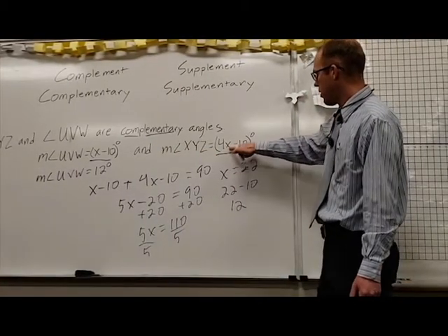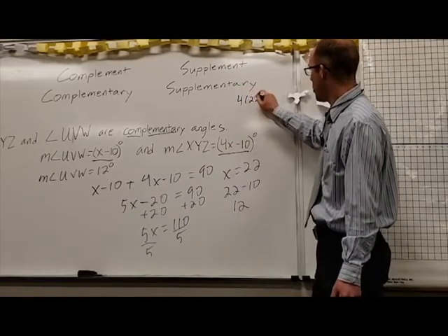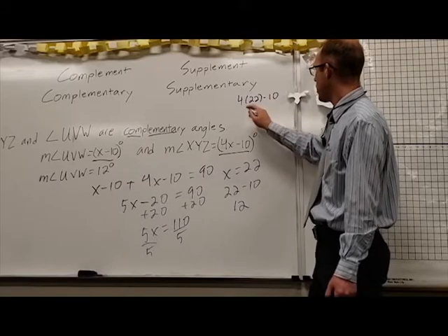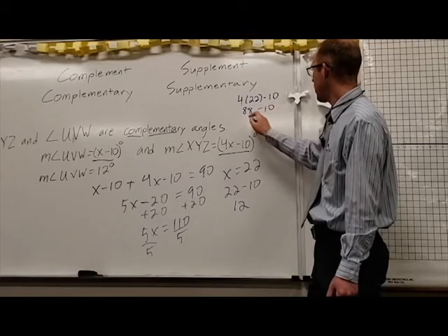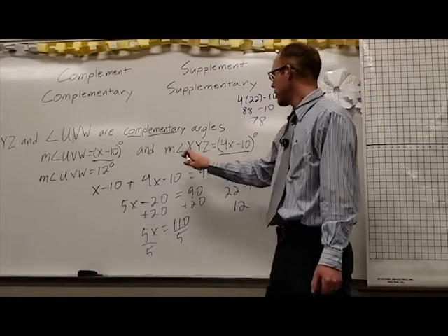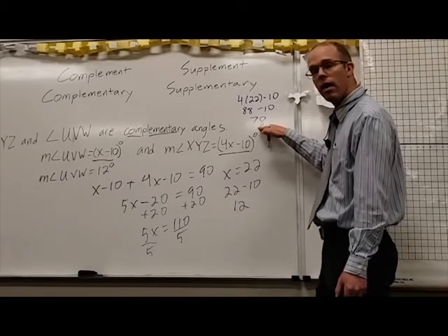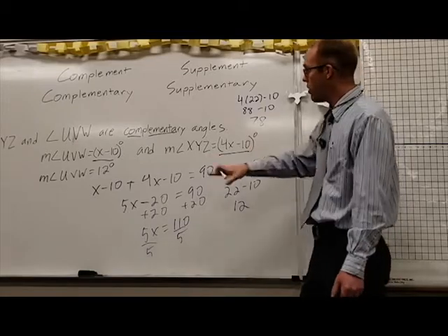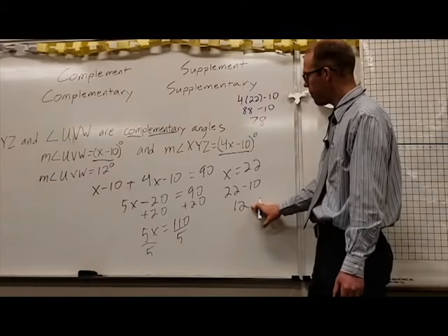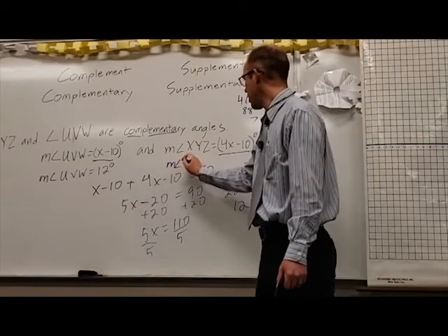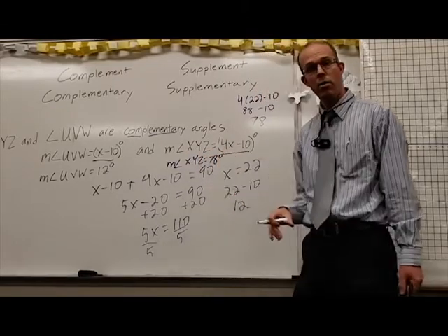So let's plug the 22 again in for x. So we get 4 times 22 minus 10. 4 times 22 is 88 minus 10, so that gives us 78. So we think that the measure of this is 78 degrees. If I have 12 degrees and 78 degrees, add those together and they are 90 degrees. So those two angles indeed are complementary. That confirms that we did our calculations correctly. So we write measure of angle XYZ is equal to 78 degrees, and we're finished. Thank you.